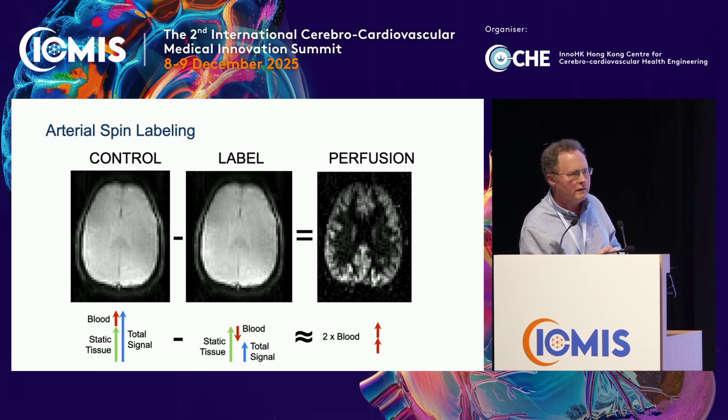So in that case, the blood signal is adding to the static signal. And then you do another experiment in which you invert the feeding blood water before it arrives in the brain. And so the signal is slightly subtracted in that case. And when you take the difference between these 2 signals, you end up with an image which is weighted just towards the blood signal, the blood water that's been delivered to the tissue during the inversion delay between the labeling and the acquisition.